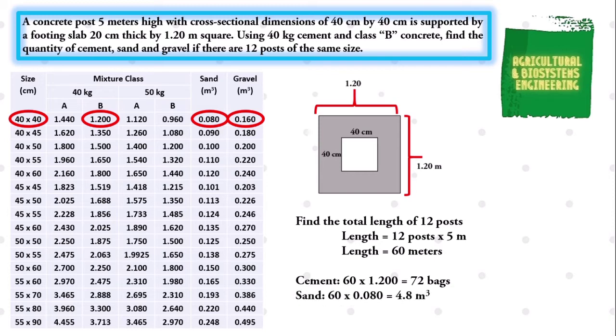Next, the sand. We have the total length of 60 meters times the sand value of 0.080, giving us the sand quantity of 4.8 cubic meters. Next, the gravel. We have the total length of 60 meters times the gravel value of 0.160, giving us the gravel quantity of 9.6 cubic meters. That is now the solution for our linear meter method.